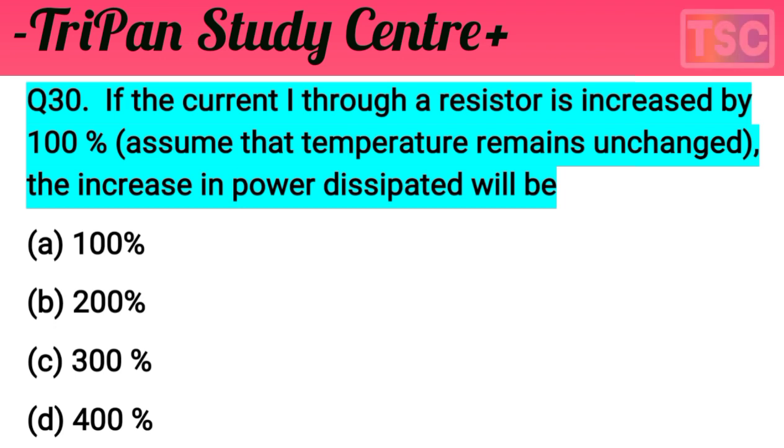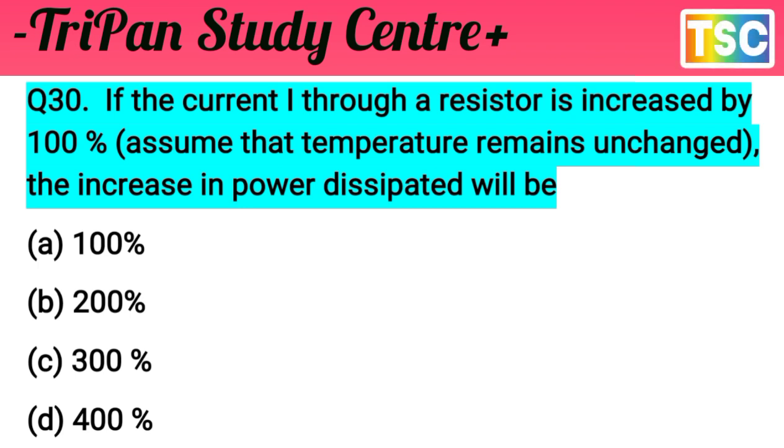If the current I through a resistor is increased by 100%, the increase in power dissipated will be. That's important here. But first of all, give your answer for this question. Write your answer in your notebook. Let's see what the answer is.